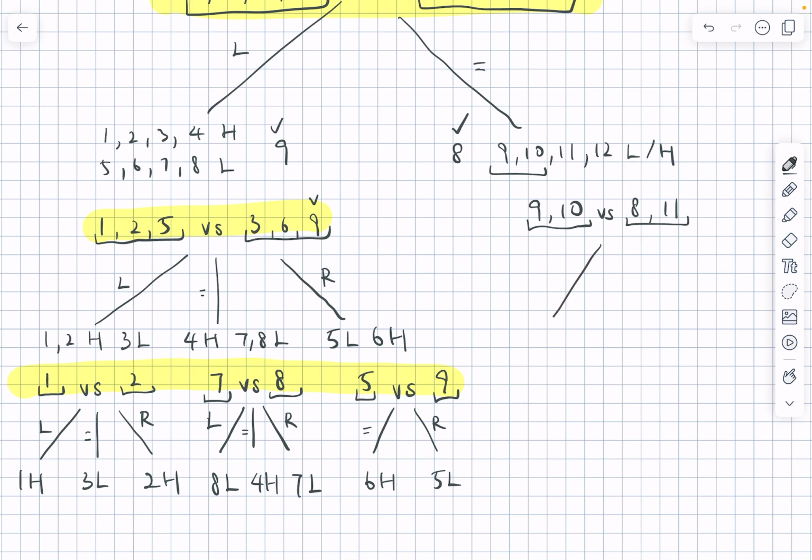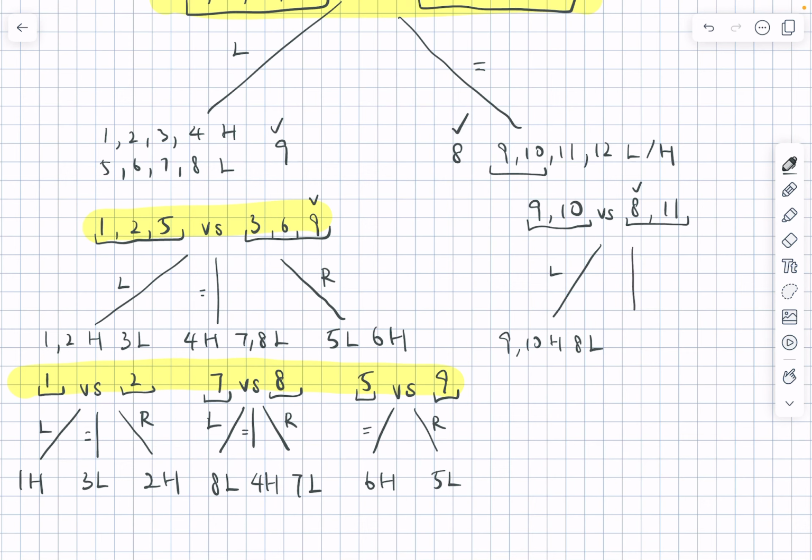So it's possible that the left side is heavier. If the left side is heavier, what does that mean? That means either 9 or 10 is heavier or 11 is lighter because we know 8 is neutral. So we have 9 or 10 is heavier or 11 is lighter.